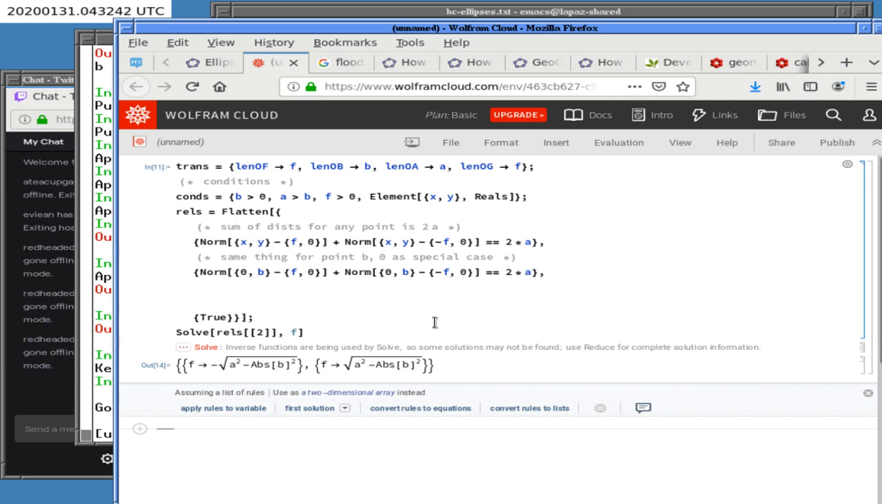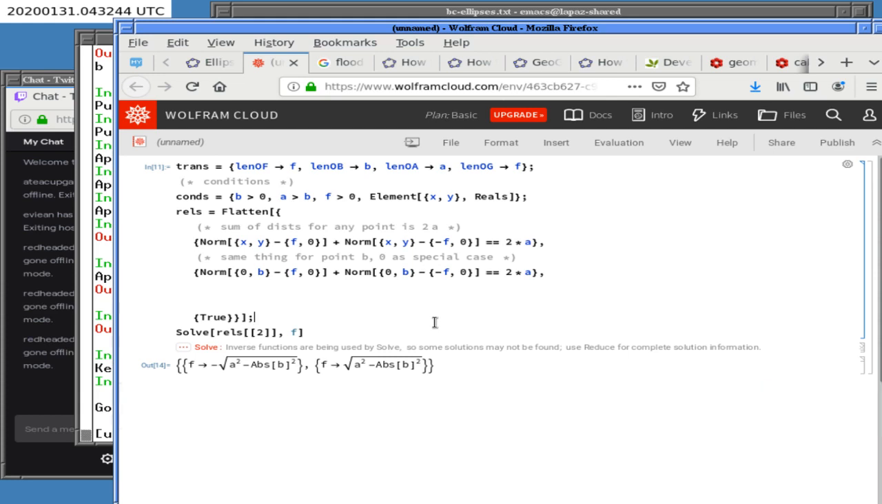That is f in terms of a and b. And I don't think I can do this. I don't think I can say conditions and rel 2 given f. That might confuse it.